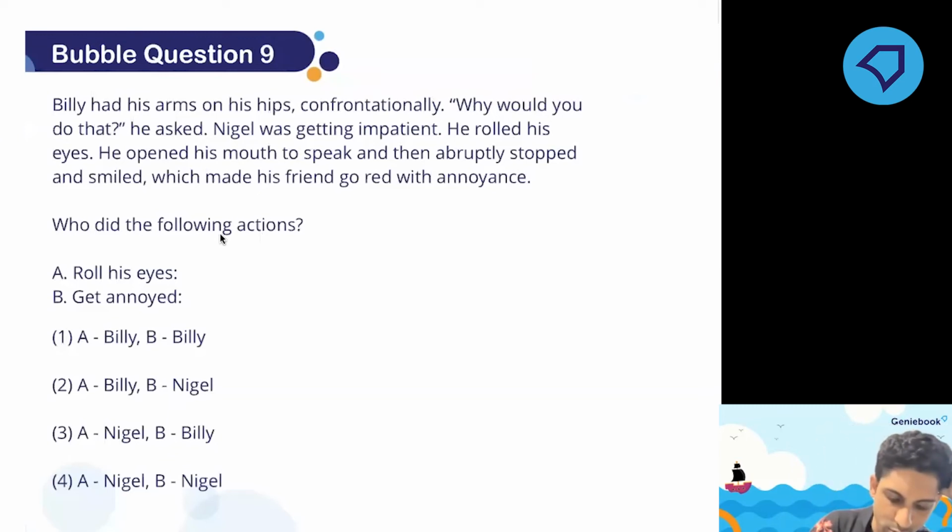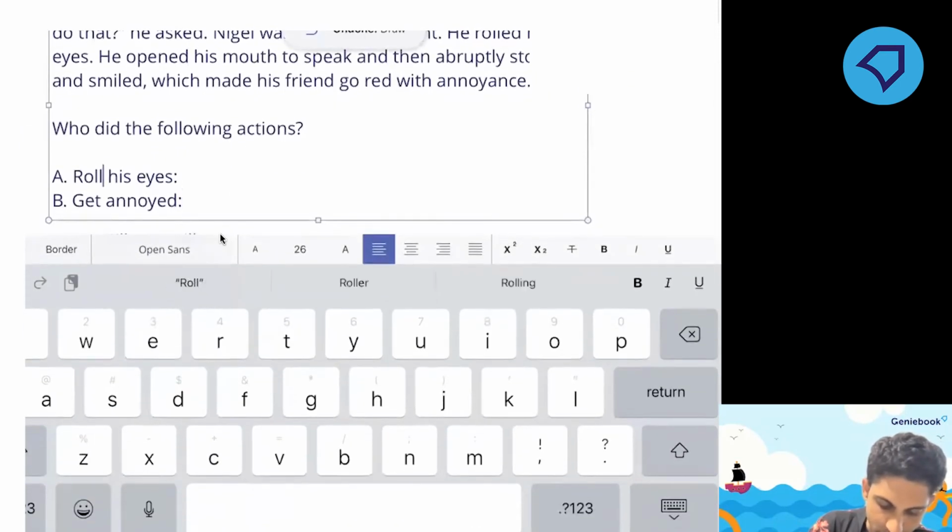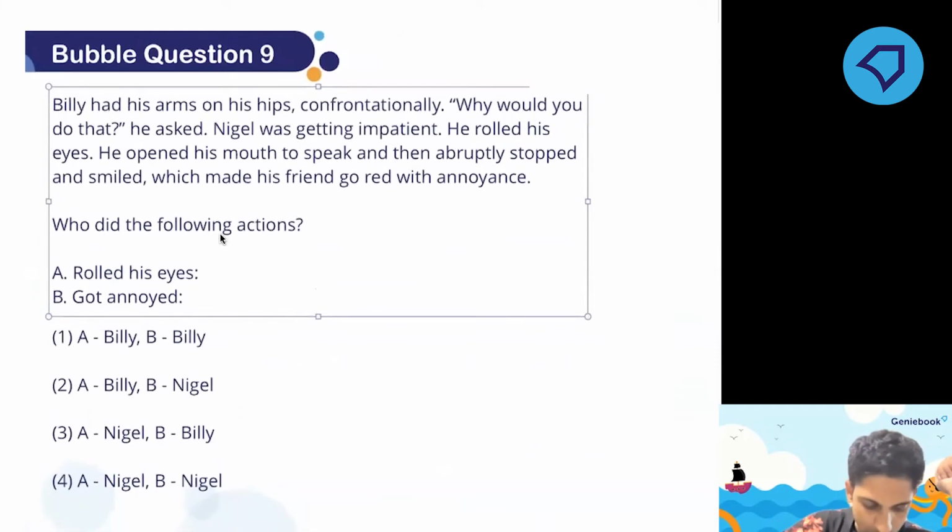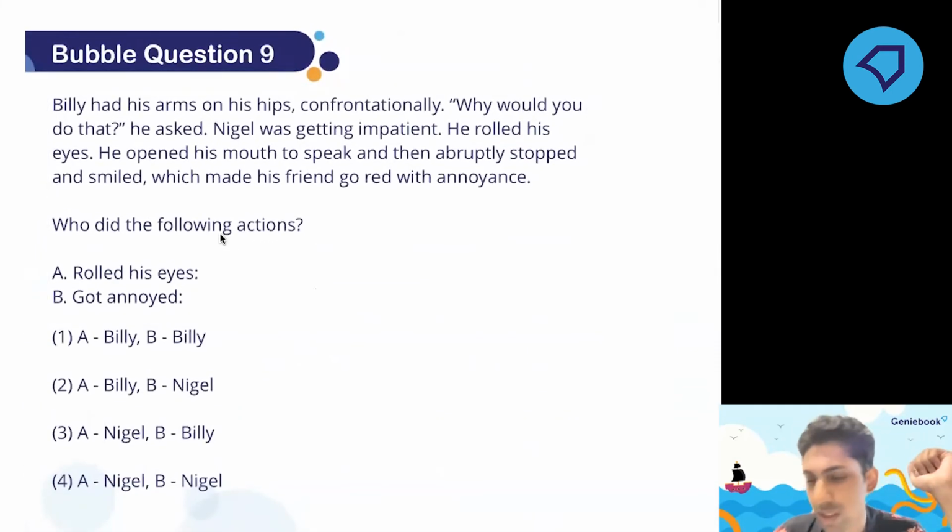Okay, I should have written, who rolled his eyes? Yeah, it should be rolled his eyes. And who got annoyed? No one said this to me, but upon looking at the sentence again, I think it's supposed to be like that.